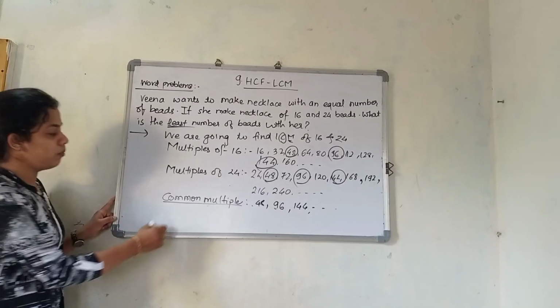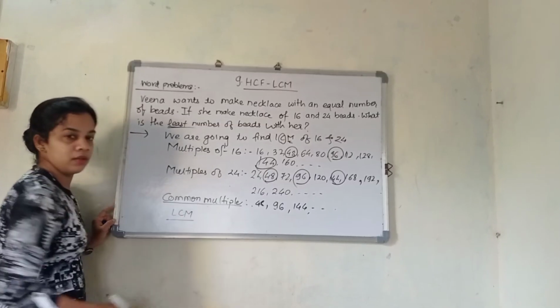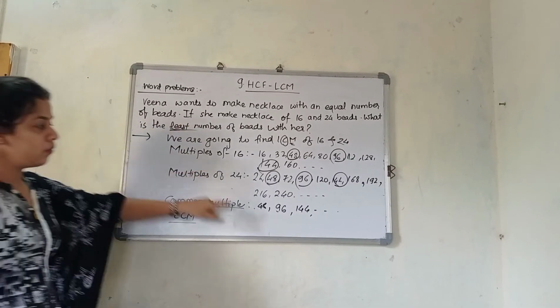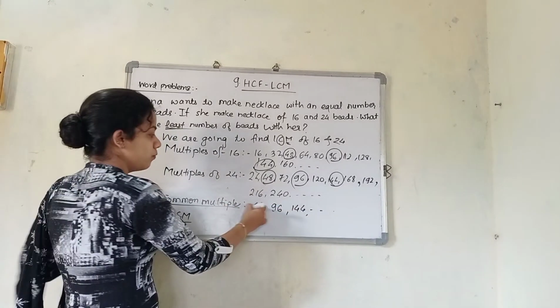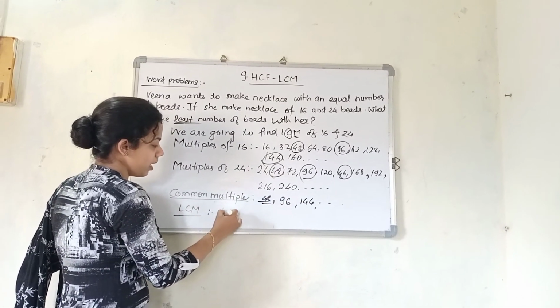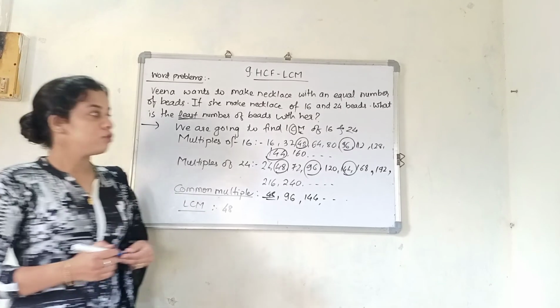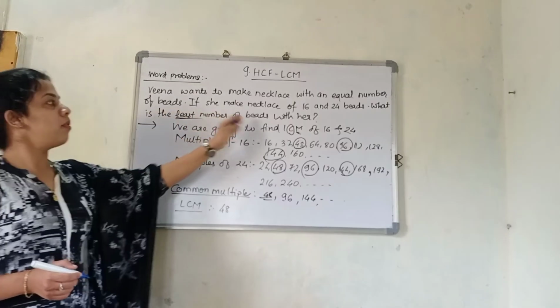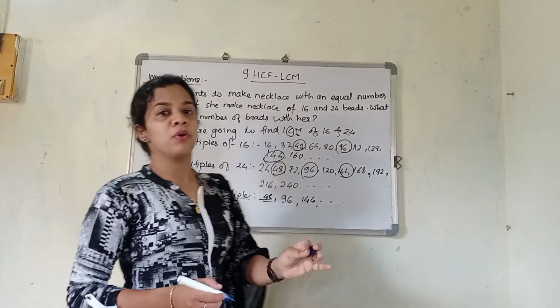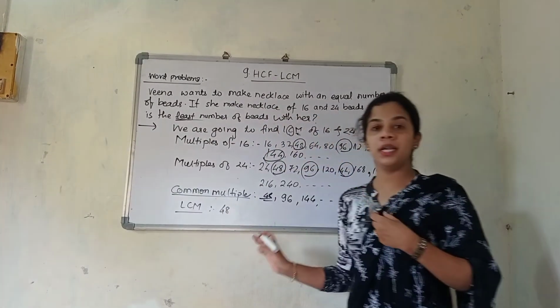Now what will be the LCM of it, which is the least number from it? They have asked you the least number, which is least from these three. 48 is least, so the LCM is 48. So what is your question? What is the least number of beads with her? The least number of beads with her is 48.